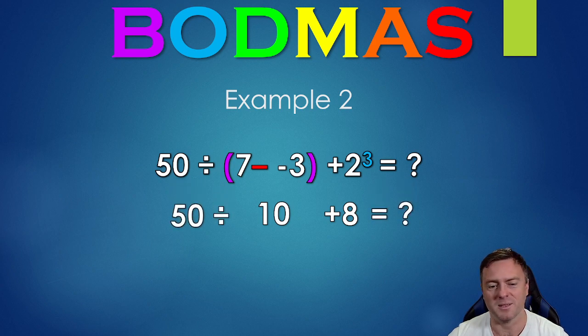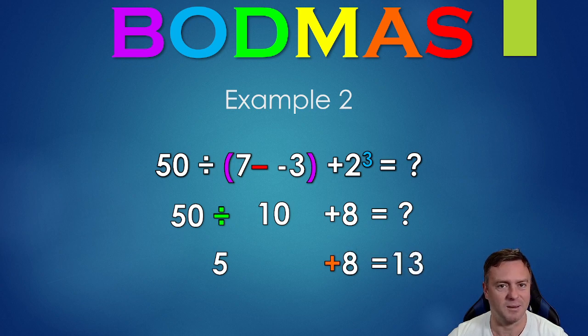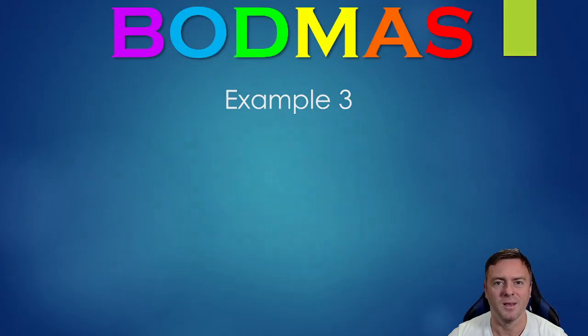We follow the BODMAS algorithm. Basically, you need to do the divide first. So 50 divided by 10 first gives you 5, and then 5 plus 8, and then we just execute that, and we get 13. Cool.